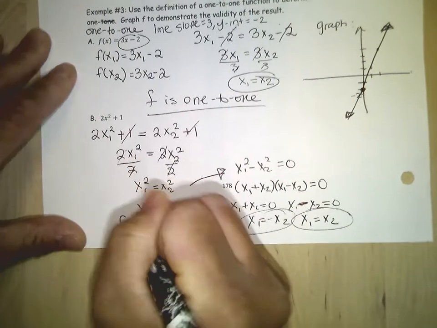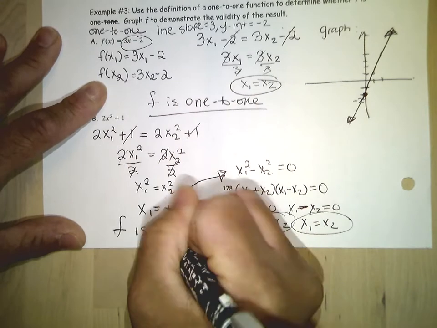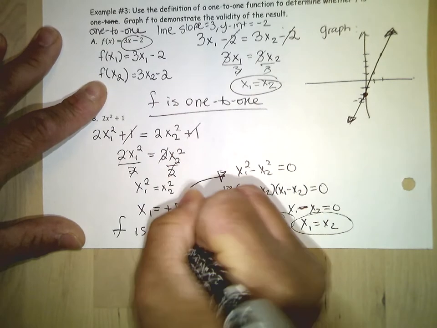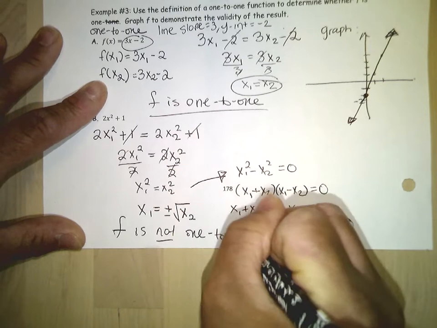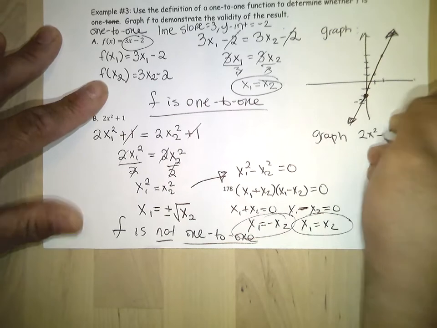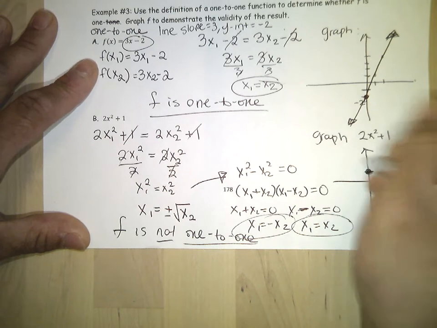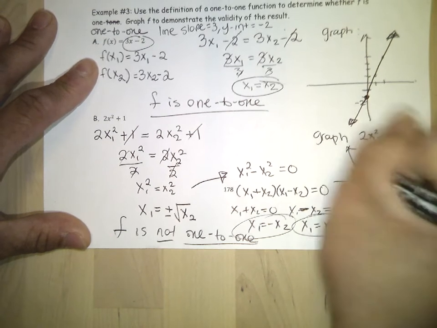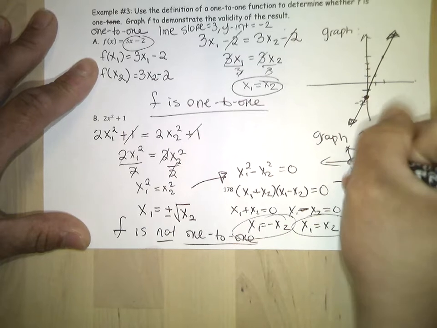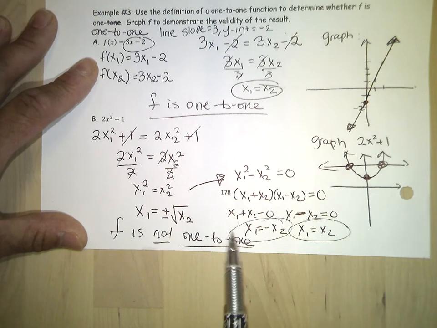So f, or whatever the name of this function is, because it didn't say, but that's okay, I'll just call it f. F is not 1-to-1, but I know that if I draw the graph of 2x squared plus 1, it has a y-intercept of 1, and it's a parabola opening upward, and I can see right away that this graph does not pass the horizontal line test. So that's another way to show that this function is not 1-to-1.